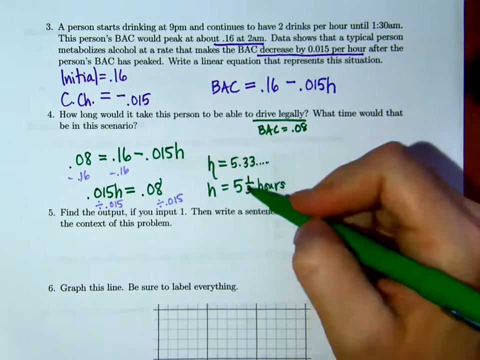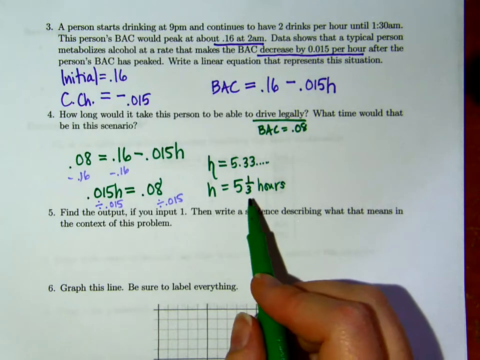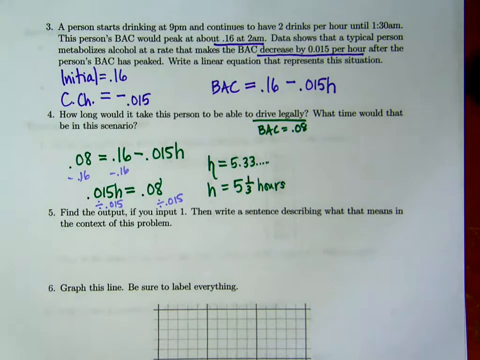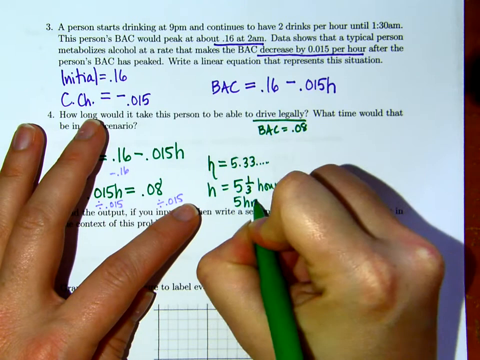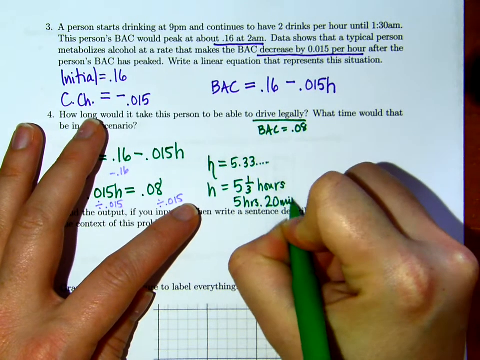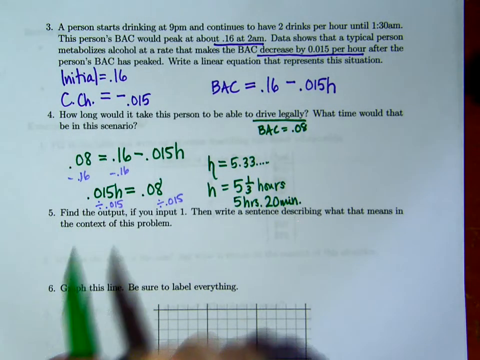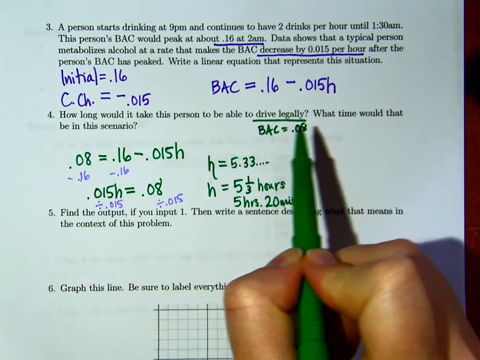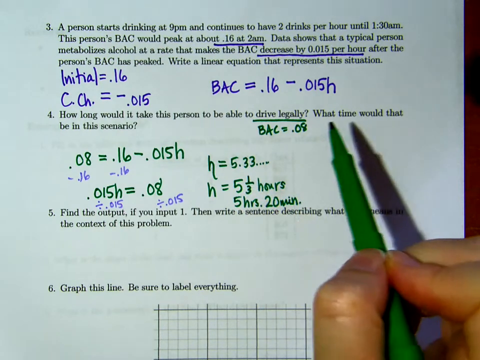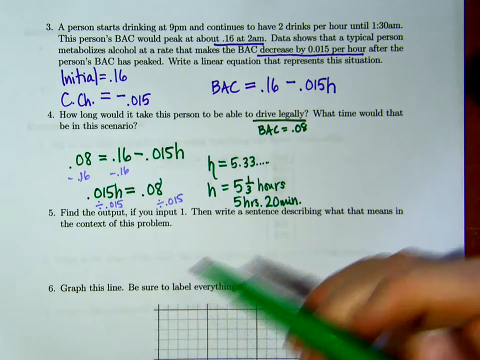Okay, but that's awkward. A third of an hour. Where an hour is 60 minutes. And so if I take that 60 minutes and I put it into 3 equal portions, 20 minutes each. 5 hours, 20 minutes. Okay, so we've answered half of this question. How long would it take this person to be able to drive legally? 5 hours, 20 minutes. What time would that be in this scenario?